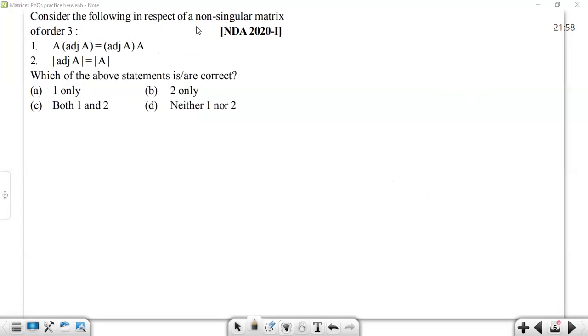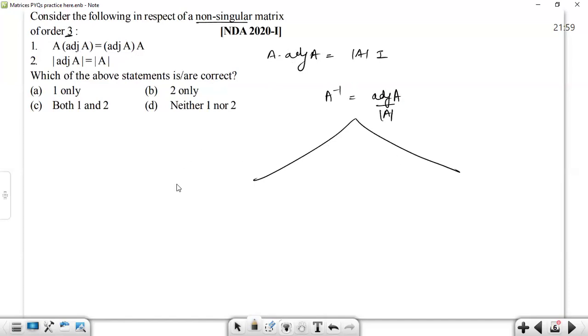Consider the following in respect of a non-singular matrix of order 3. Given A into adjoint of A is equal to adjoint of A into A. We have already discussed this particular statement earlier, when we found that A into adjoint of A is equal to modulus of A into I. It is the same here, because the root of these results is that A inverse is equal to adjoint of A divided by determinant of A. So we can pre-multiply by A and post-multiply by A.